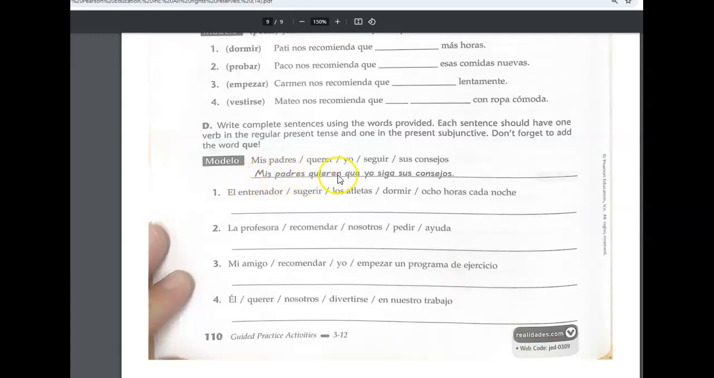Mis padres quieren que yo siga sus consejos. El entrenador sugiere que los atletas duerman 8 horas. La profesora recomienda que nosotros pidamos ayuda.